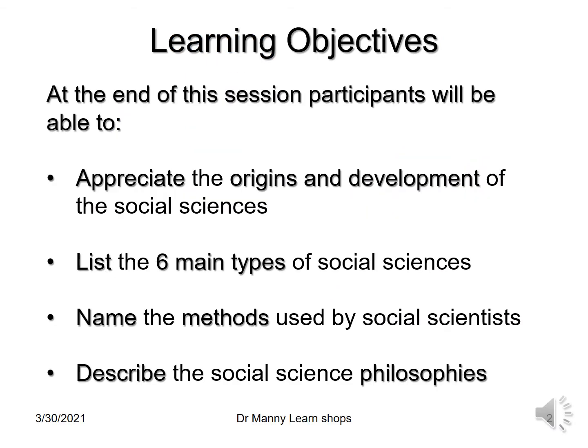So what are we going to cover today? Our learning objectives will be, at the end of this session, you should be able to appreciate the origins and the development of social sciences, list the 6 main types of social sciences, name the methods used by social scientists, and describe social science philosophies.